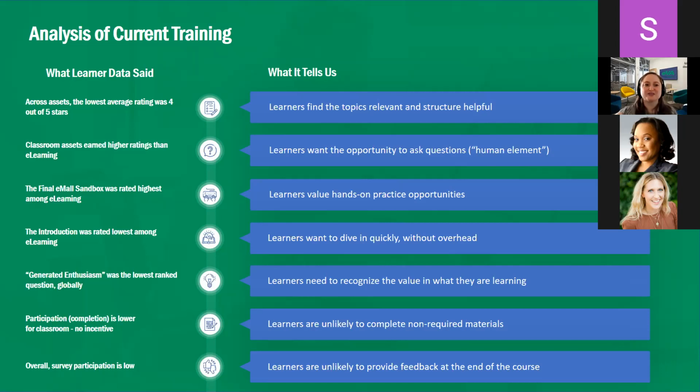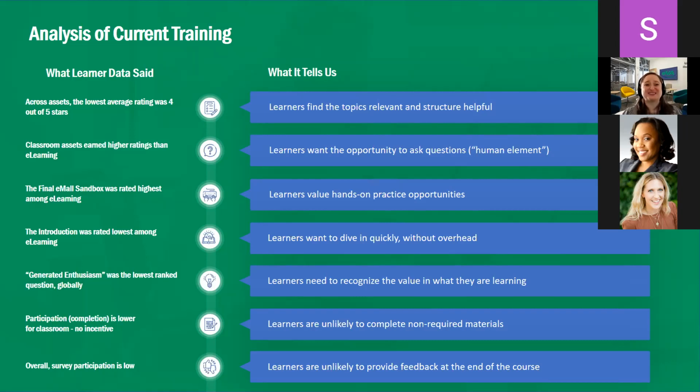We also saw that the final eMall sandbox was rated highest among e-learning. I'm not sure if everyone on the call today has completed this training themselves, but ultimately that was the simulated environment, the practice opportunity where you'd be given a task and need to complete it in the safe workspace.